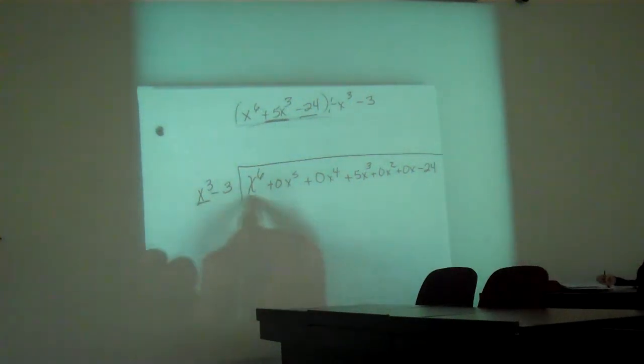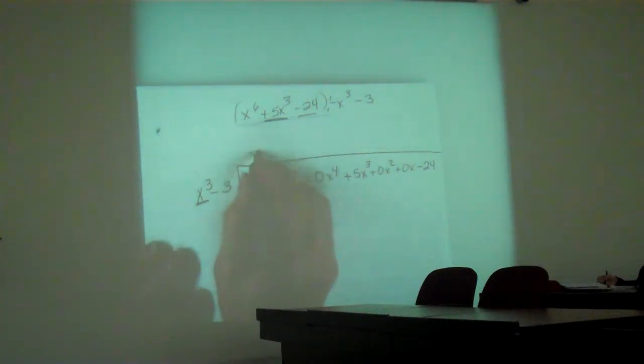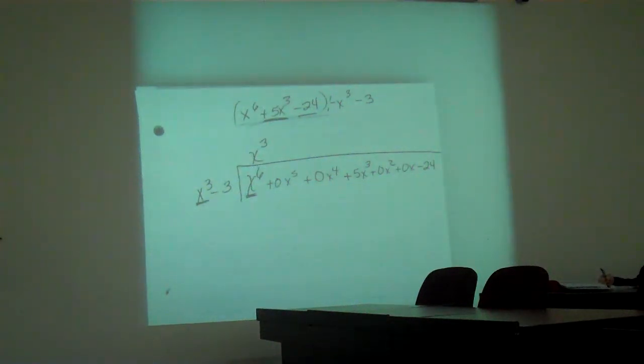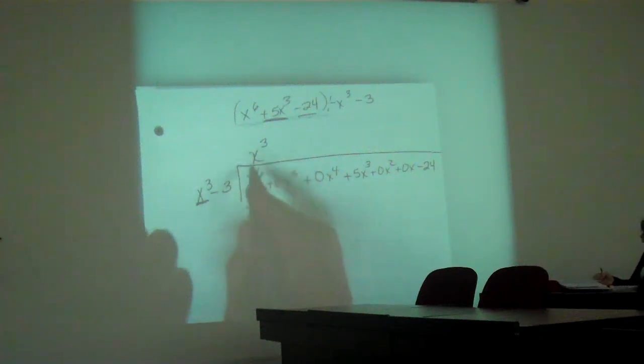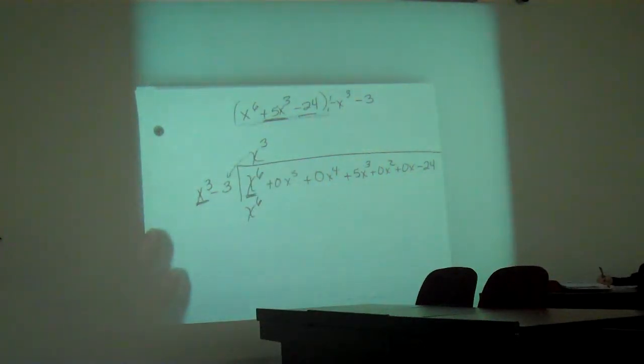Okay, so we need to multiply it by x cubed. We may not need all of those terms that we wrote in there, but they're there in case we need them. Okay, x cubed times x cubed, 3 plus 3 is 6, right? So we have x to the 6th, and then minus 3x to the third power. Maybe we didn't need those because this is an x to the third power. So we didn't need those after all. Minus 3x cubed.